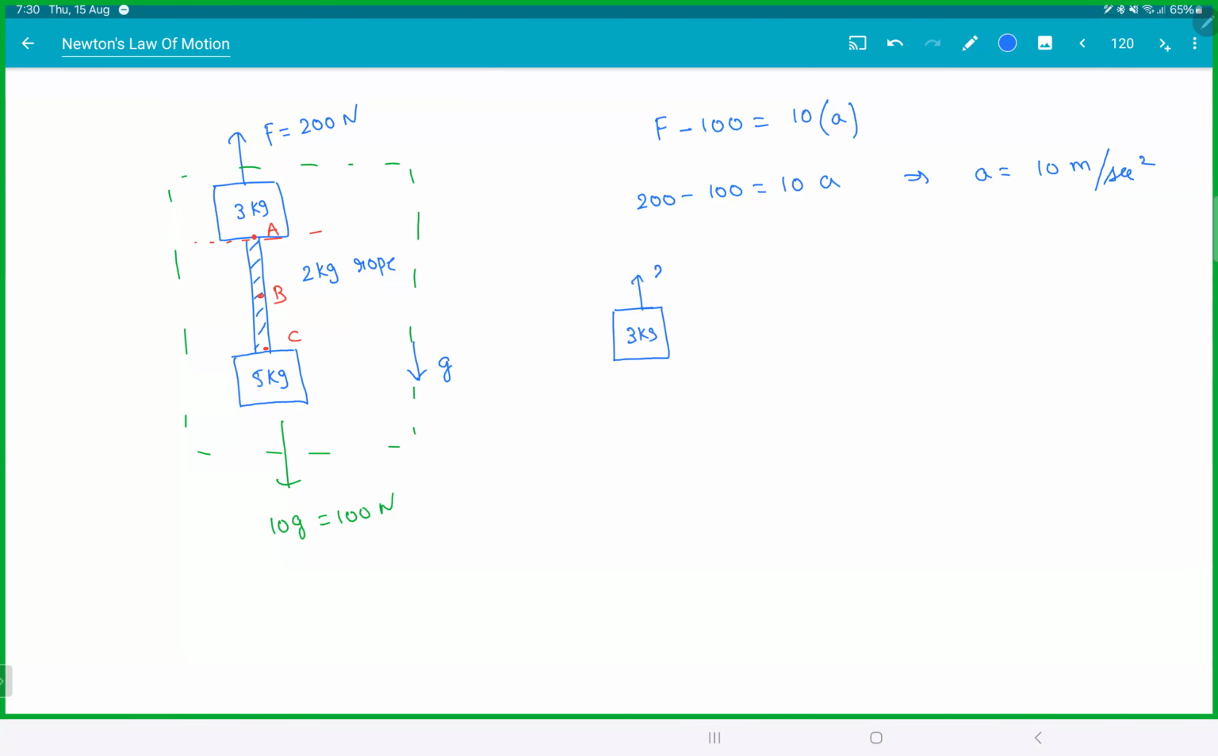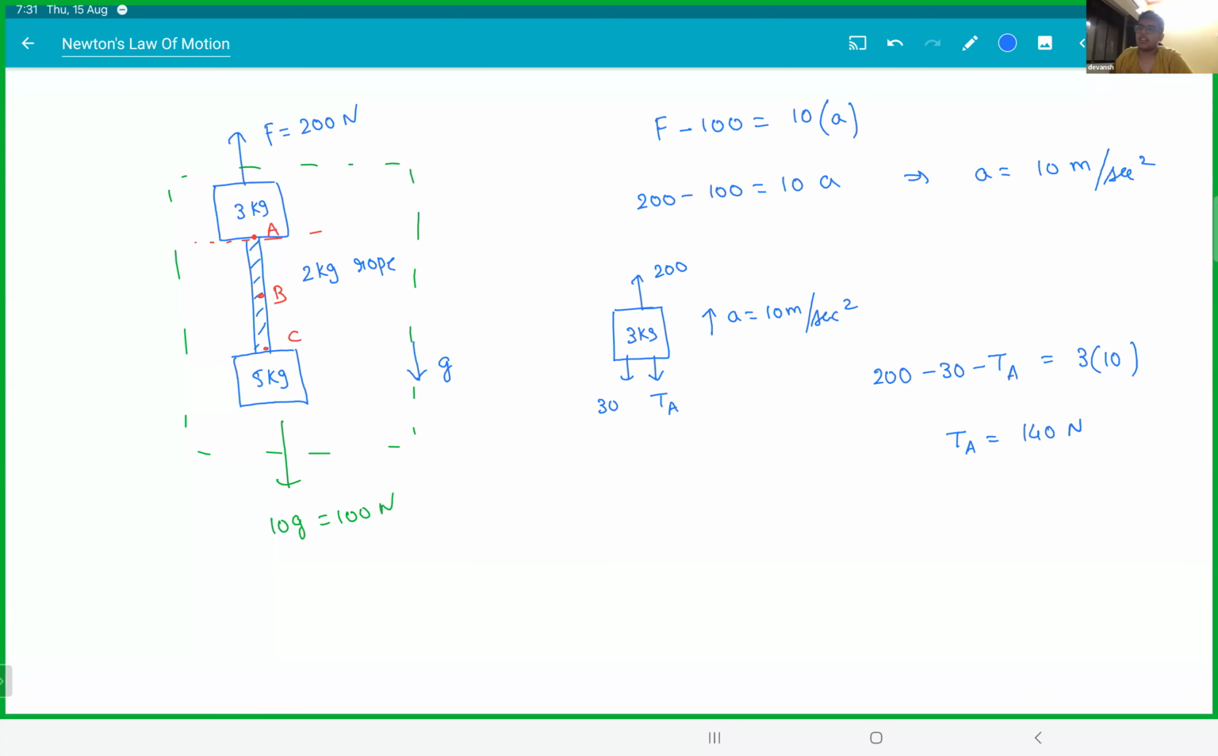3 kg block. So what are the forces acting? 200. Your own weight, 30, 3g. The tension at A, TA. And don't forget, you're accelerating up at 10 meter per second square. Remember, forces on the body, acceleration outside. Net force is mass into acceleration. What is the net force? Up positive, down negative, same convention. Nothing has changed. 200 minus 30 minus TA is equal to, what is the mass now? You're talking about a 3 kg block, so 3 into acceleration 10. So tension at A would be 160 newtons. Have a look at the steps. Maybe wait. 140. 140 newtons.